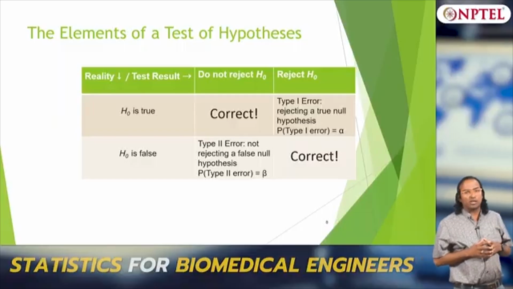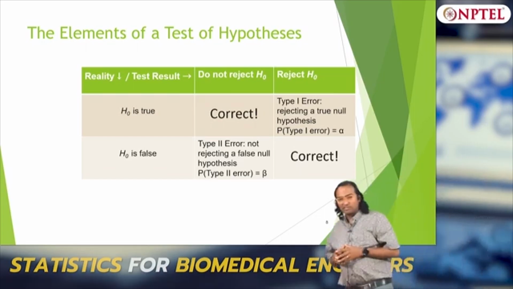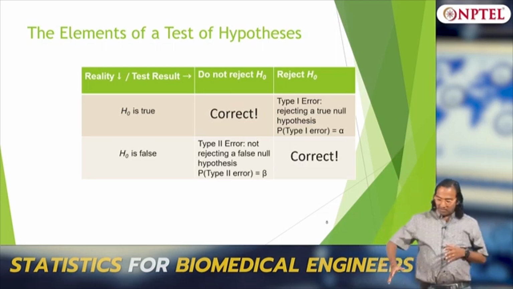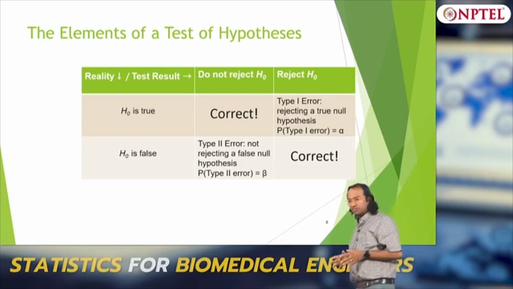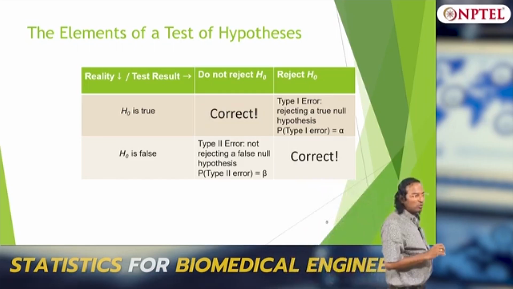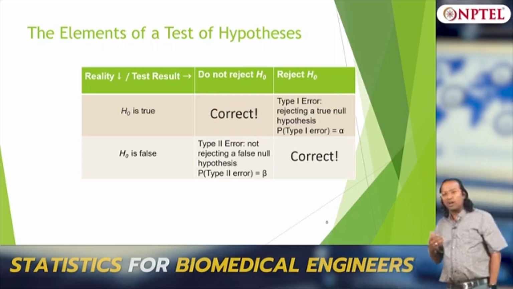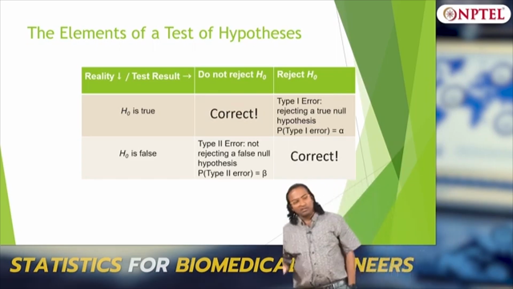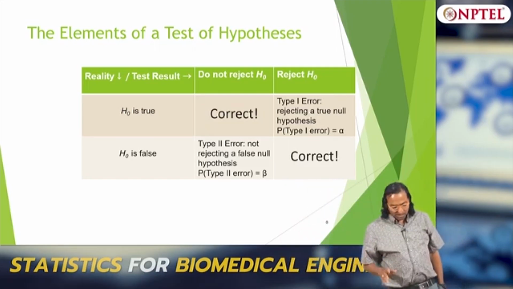In the last class we were talking about elements of test of hypothesis. So we looked at this table of type 1 error versus type 2 error. Type 1 error is rejecting a true null hypothesis, and that is fixed, because we fix alpha to be lower, or 1 minus alpha to be higher, depending upon the situation. So this alpha is fixed; type 1 error is nothing but alpha.